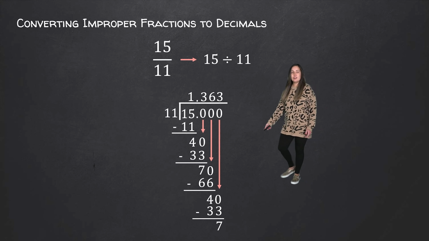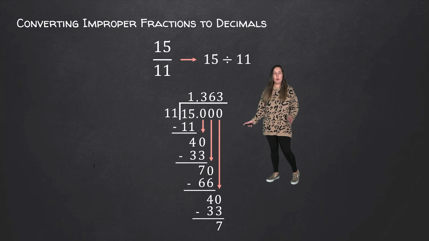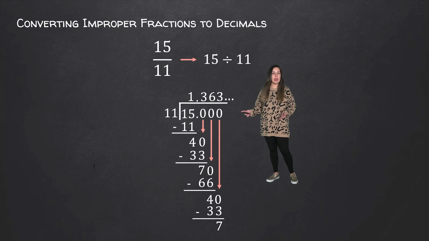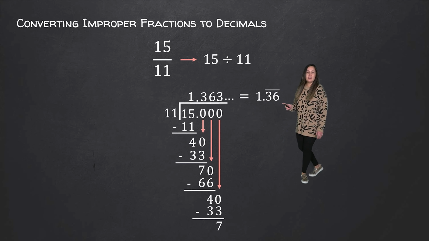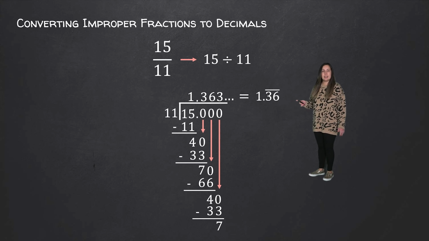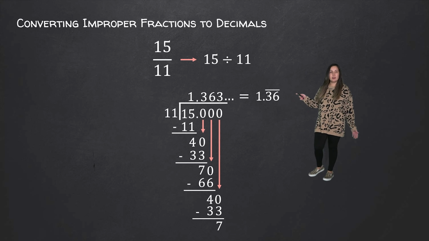So notice that there's a pattern here. It goes 1.363636, and it keeps going. So our answer is 1.36 with a line on top showing that the 3 and the 6 keep repeating. So 15 over 11 is 1.36 with a line on top of the 36 showing that it keeps repeating. And that's it for converting improper fractions to decimals.